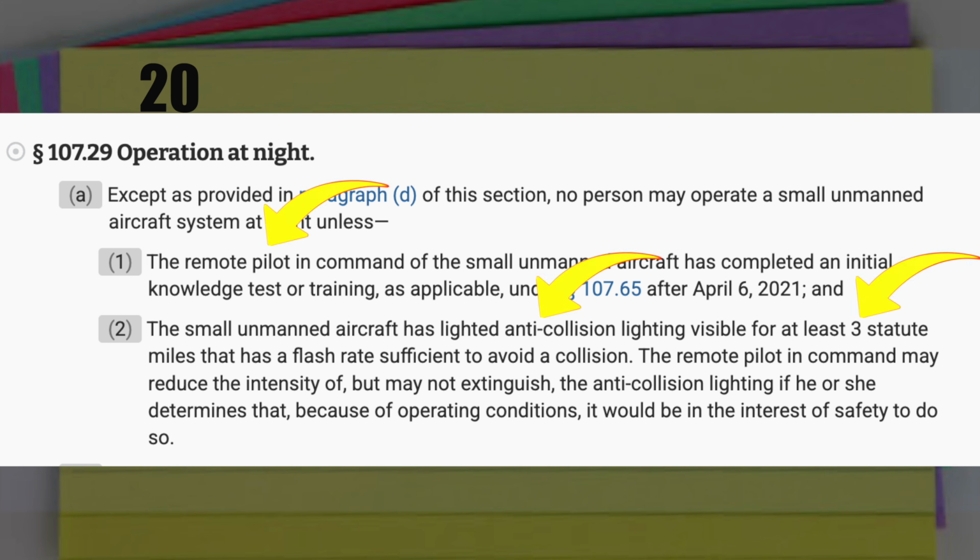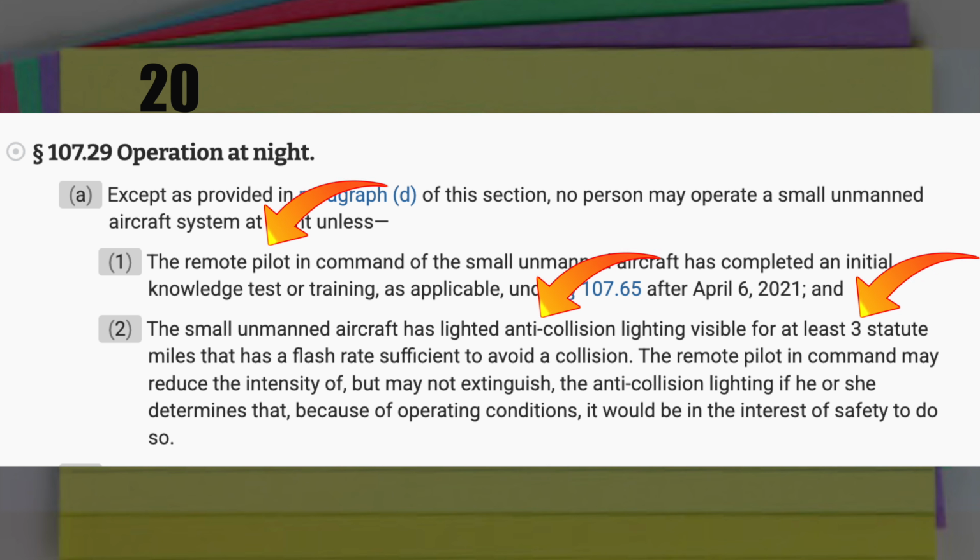The first one is that the remote pilot must be certified. The second one is that you must have anti-collision lights. And the third one is that those lights are visible for 3 statute miles. But what is so disconcerting is that there is a 4th piece of the puzzle here that is required, and no one talks about it.